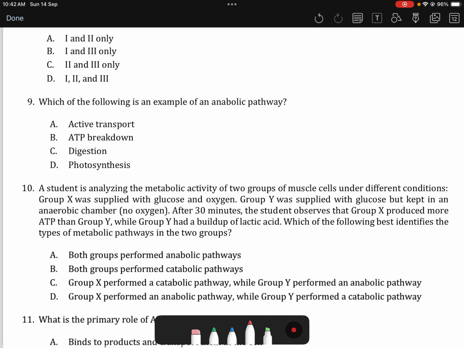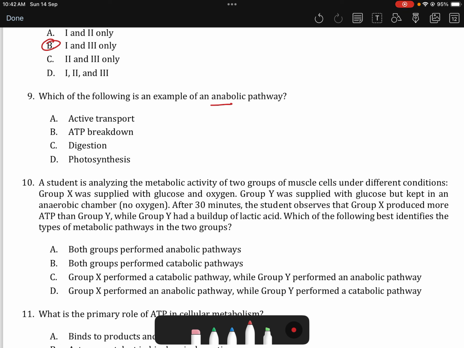Which of the following is an example of anabolic pathway? Opposite of that. So when you make something, okay, active transport uses energy, but it's not like making something. ATP breakdown is a catabolism. Digestion is a catabolism because you are breaking down large molecules of food. Photosynthesis, we learned it in 1.2, where you make glucose, right? Make glucose. So this is the answer.